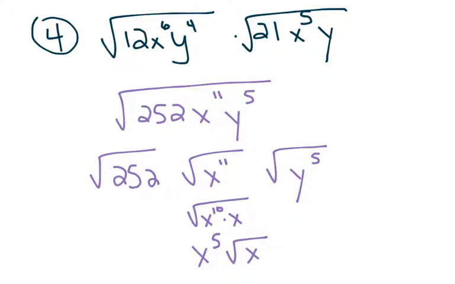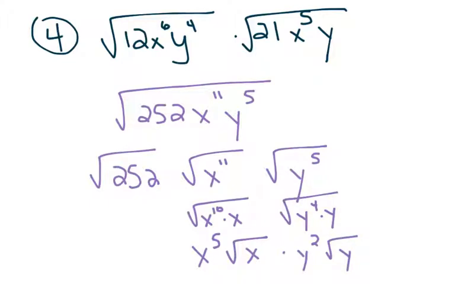Let's talk about the y's. Y to the 5th, well, 5 is an odd number. So how about I rewrite that as y to the 4th times y? The square root of y to the 4th is y squared, but I can't take the square root of the other y. Now let's go back and deal with the 252.